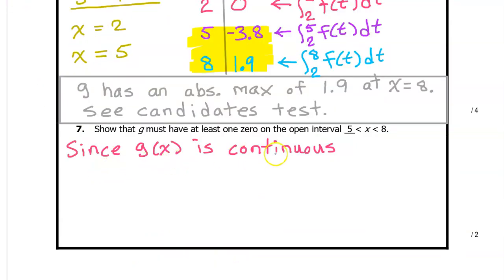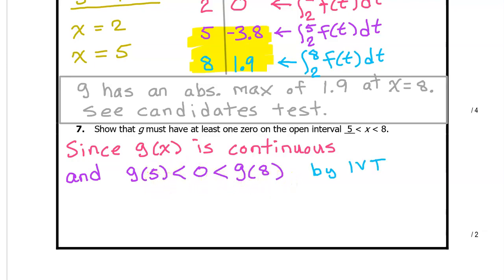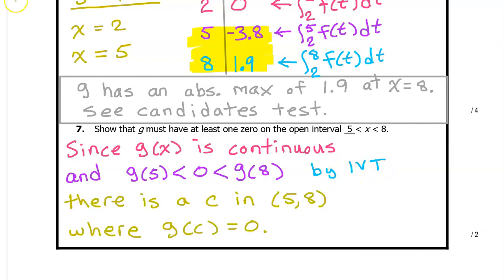We have to start off by stating the preconditions. So since g of x is continuous, and g at 5 is less than 0, which is less than g at 8, in other words, since we have one value below 0 and one value above 0, optionally we can say by IVT, but this statement is not required. And finally, the conclusion. There is a c in the interval from 5 to 8 where g at c is equal to 0.